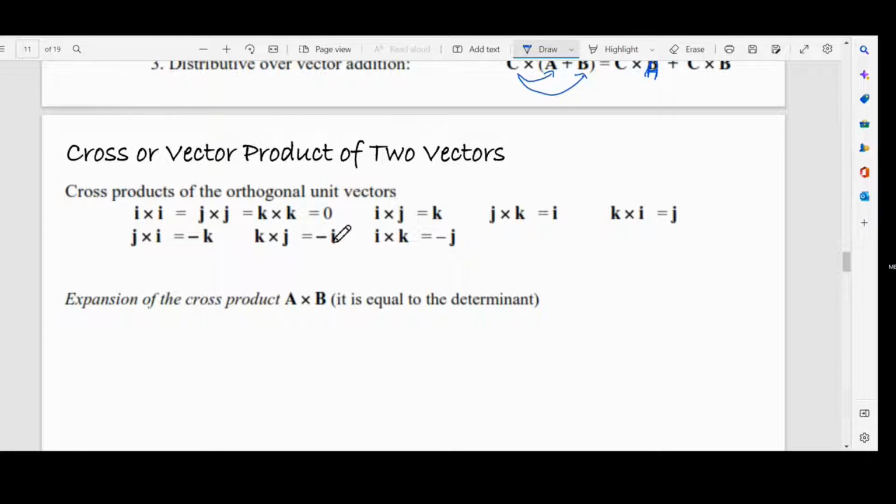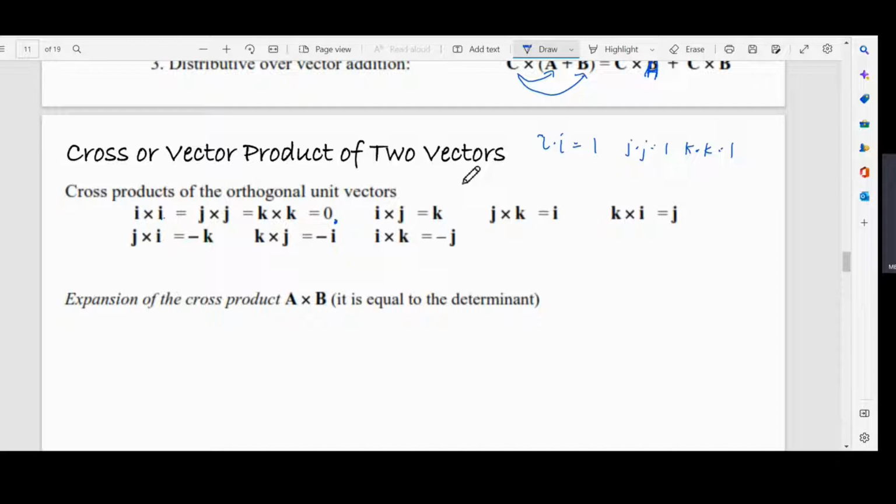Okay? We also have the orthogonal unit vectors, just like in our dot product. In our dot product, last time, if we have I dot I, it will be equal to what? 1, right? Also J dot J is equal to 1, and K dot K is equal to 1. That is for the dot product. How about our cross product? In our cross product, if we have the same unit vectors, let's say I cross I, J cross J, and K cross K, it will now be equal to 0.